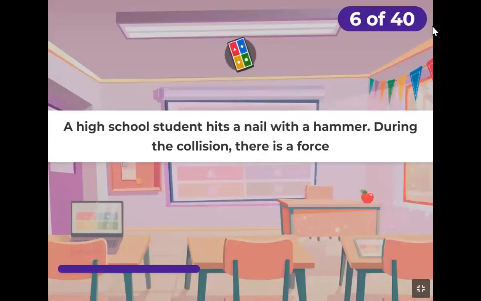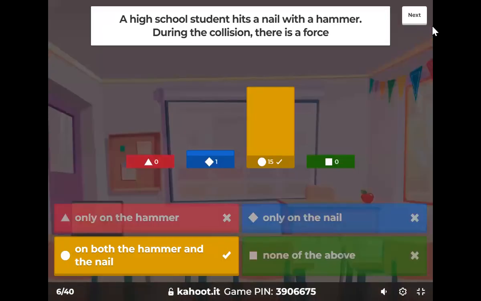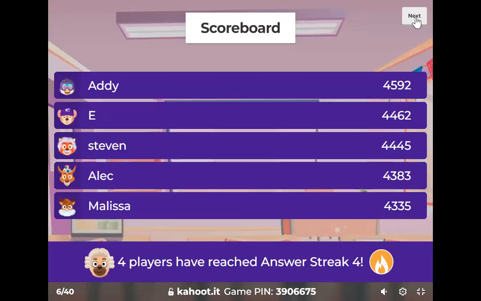High school student hits a nail with a hammer. During this collision, there is a force on both the nail and the hammer. Right. You guys, which force is bigger, the force on the nail or the force back on the hammer? Equal. Equal magnitude forces. Right. Ooh, so I guess we're in Newton's third law now. I guess we've hit Newton's third law questions.